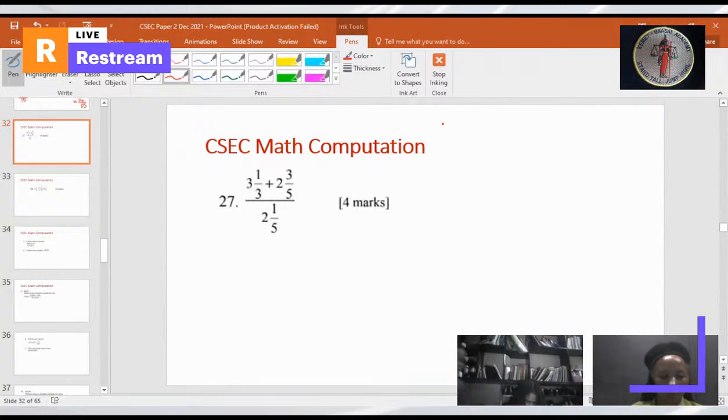Okay, Miss. So you would start by adding the whole numbers. We add the 3 and the 2, and that's 5. So we get 5.